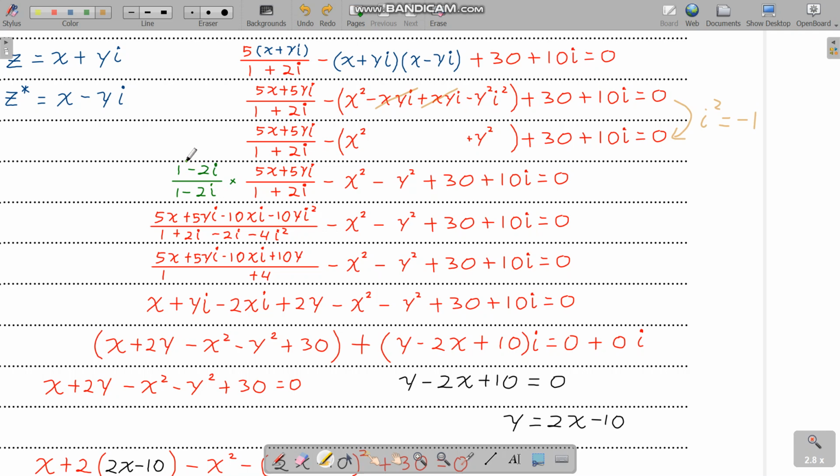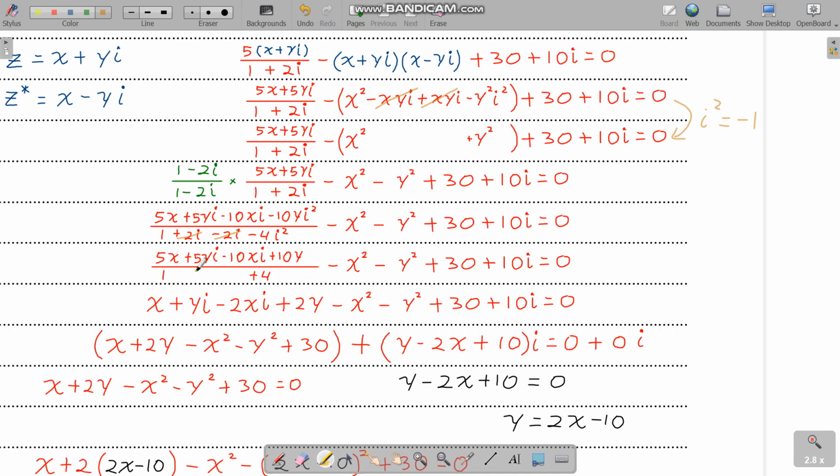So now we multiply 1 times 5x, 5x, 1 times 5yi, 5yi, minus 2i times 5x, minus 10ix or xi, minus 2i times 5yi, minus 10yi squared. And in the denominator, 1 times 1 is 1, 1 times plus 2i, plus 2i, minus 2i times 1, minus 2i, minus 2i times 2i, minus 4i squared. And again, they should cancel out, difference of two squares.